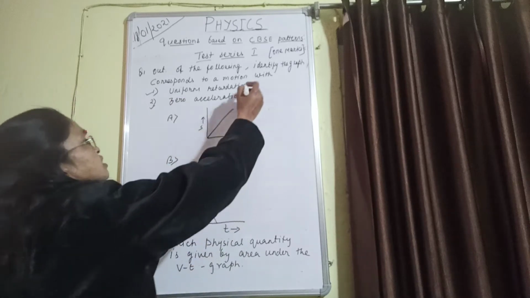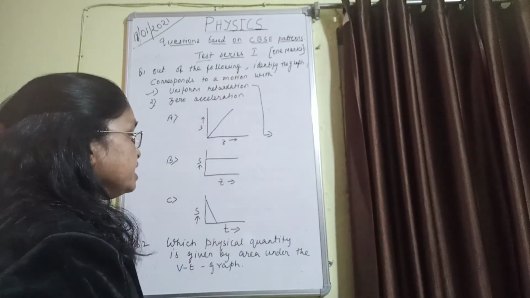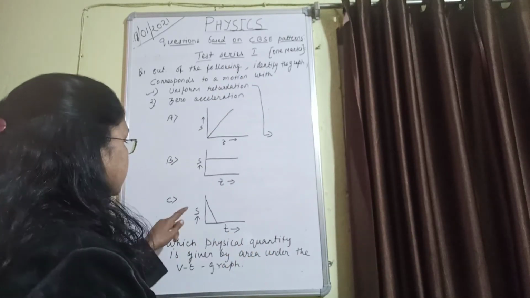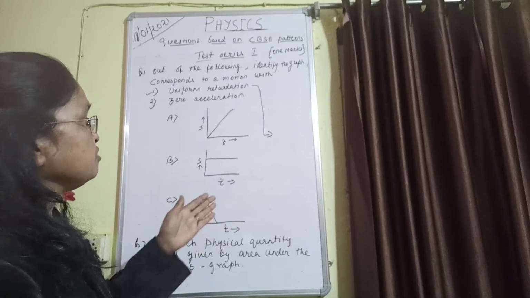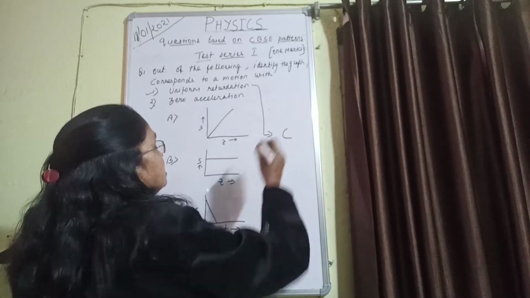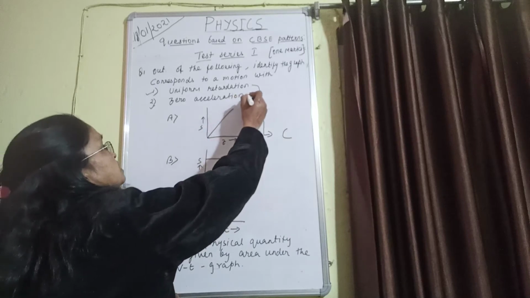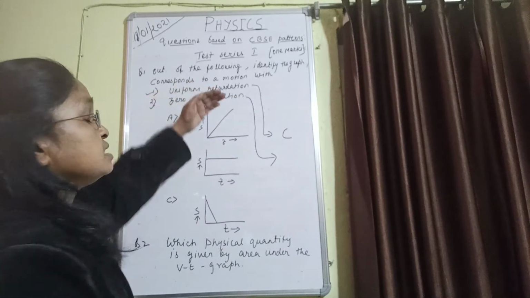So for the first answer, let us see uniform retardation. Retardation means decreasing speed. So here in the speed time graph, decreasing speed shows uniform retardation. So for the first answer, it will be C. It represents uniform retardation.